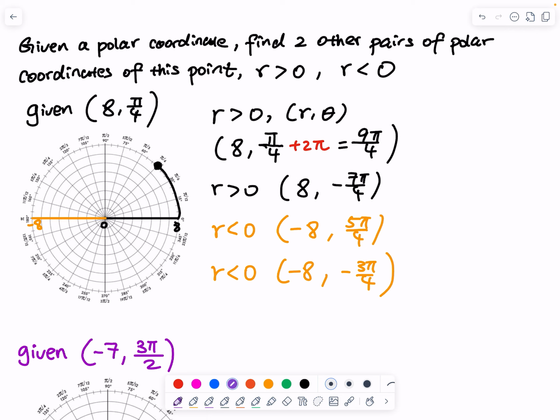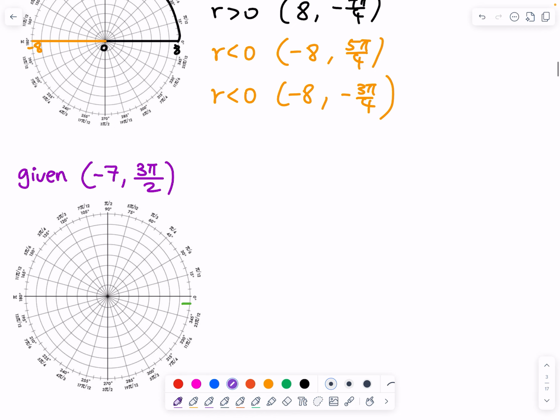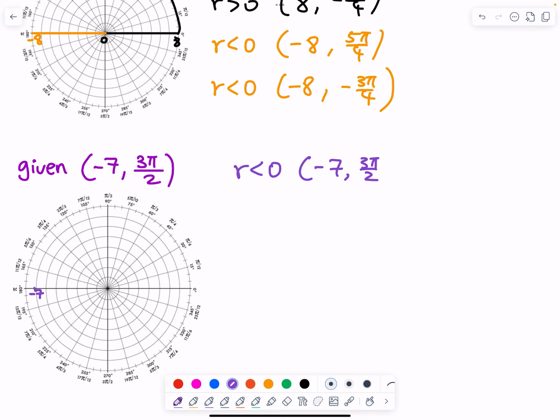And then let's try the next one. The next one is (negative 7, 3 pi over 2). Let's do r less than 0. Then I am not changing the negative 7. So negative 7, and then 3 pi over 2. Where is that? Let me erase this little line. Negative 7, and then 3 pi over 2.